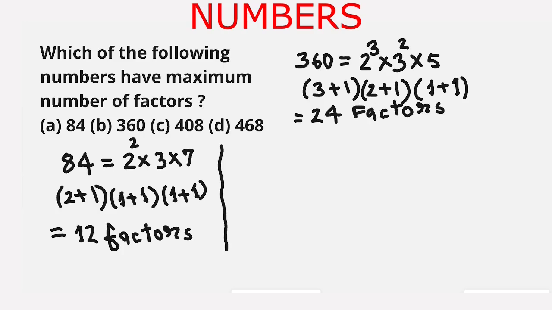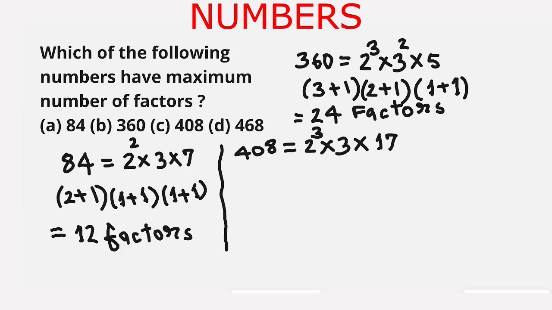Now 408. 408 has prime factors 2 to the power 3 multiplied by 3 multiplied by 17. 17 times 3 is 51 and 2 to the power 3 is 8. 51 times 8 is 408.